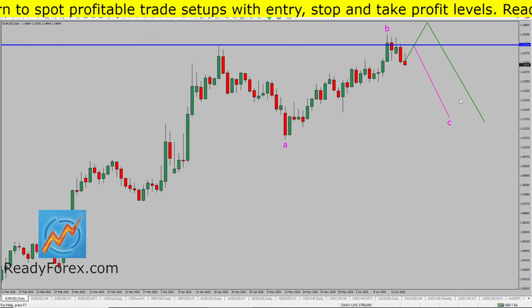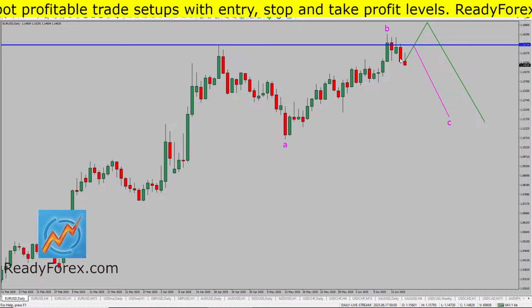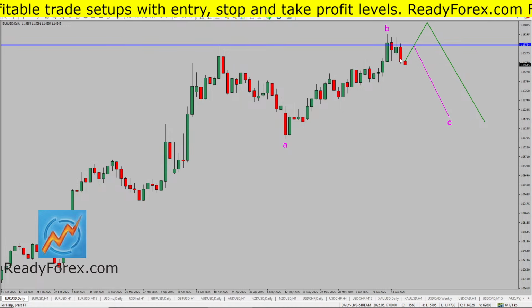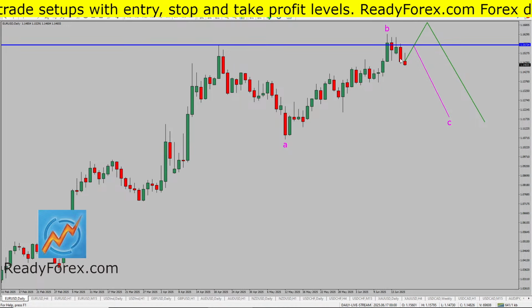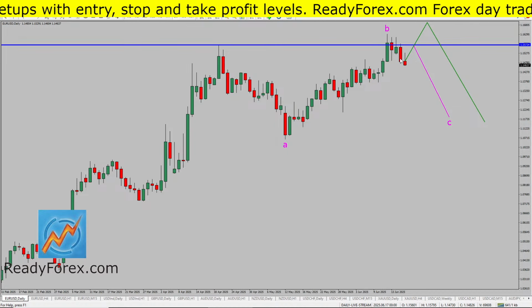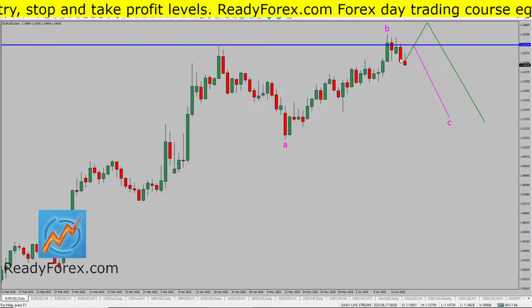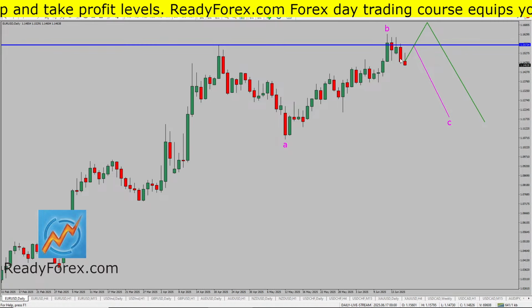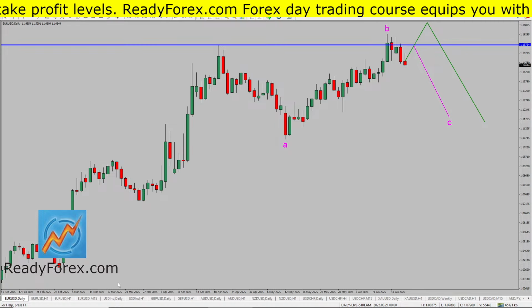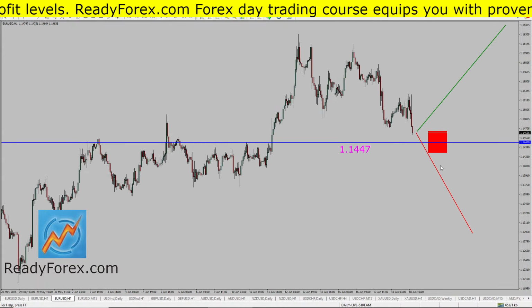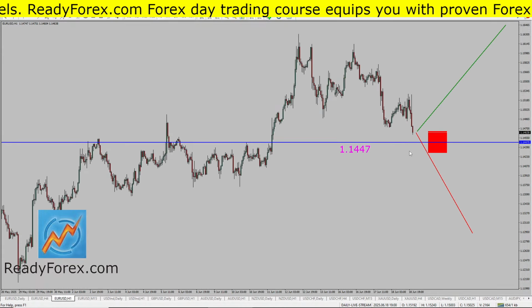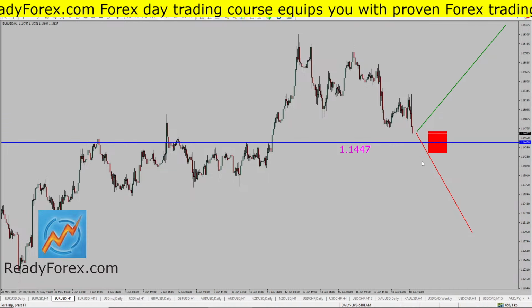There's a high probability, I would say, that euro dollar is going to drop. Okay, but you need to keep an open mind. You need to always have some kind of a plan B, also known, in terms of Elliott wave, as an alternative Elliott wave count. Okay, so let's see how it goes inside the euro dollar currency pair.